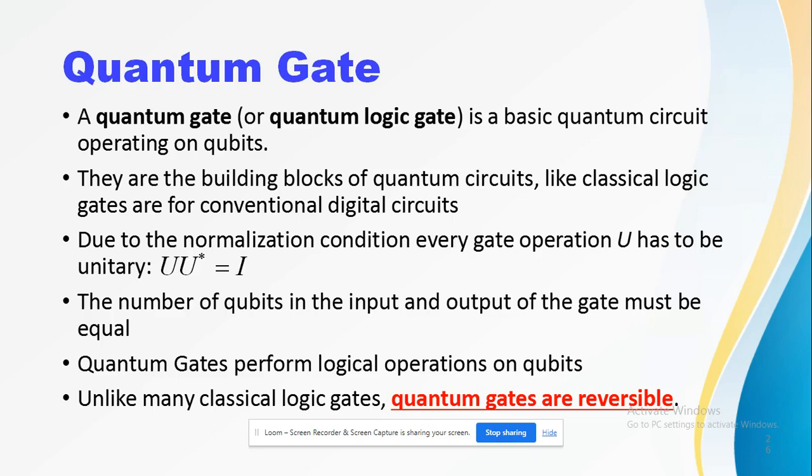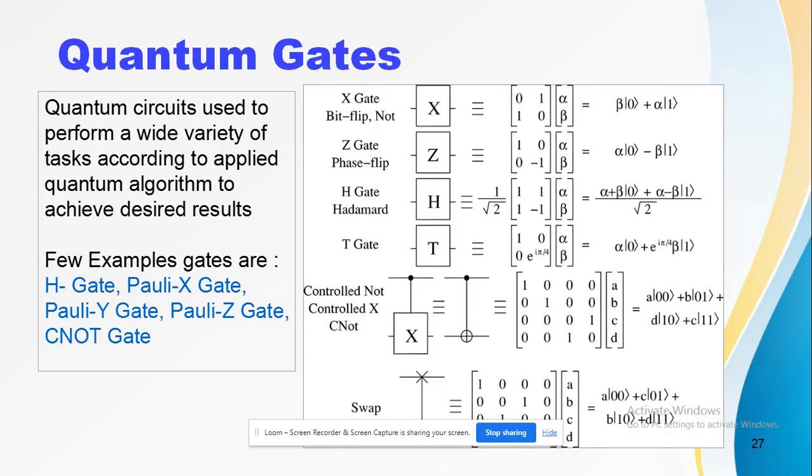The quantum gates perform logical operations on qubits. Unlike many classical logic gates, quantum gates are reversible. Unlike traditional bits, which can only be 0 or 1, a qubit can exist in a superposition of 0 and 1. This ability to exist in multiple states at once gives quantum computers tremendous power.